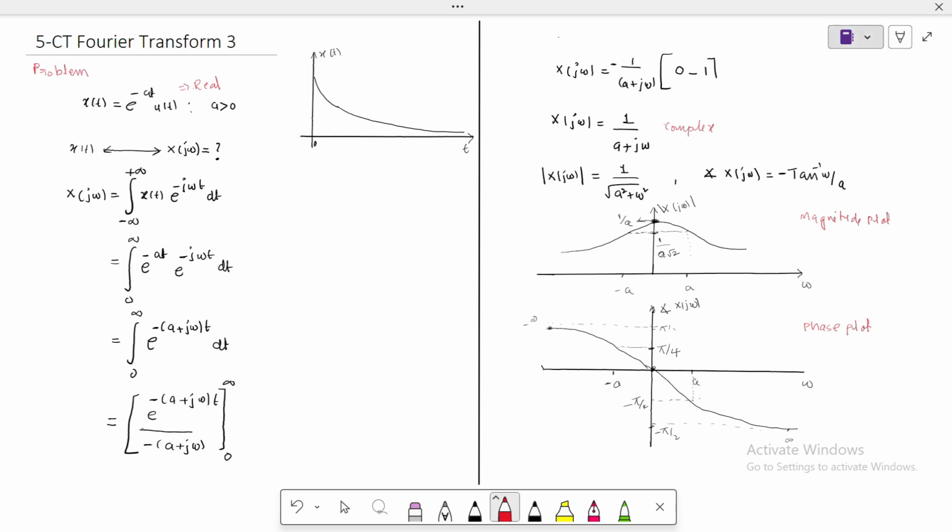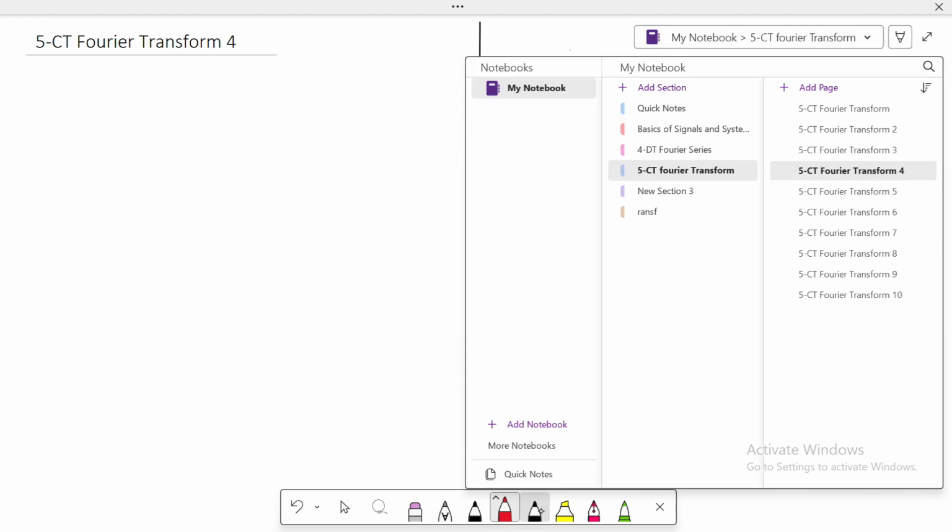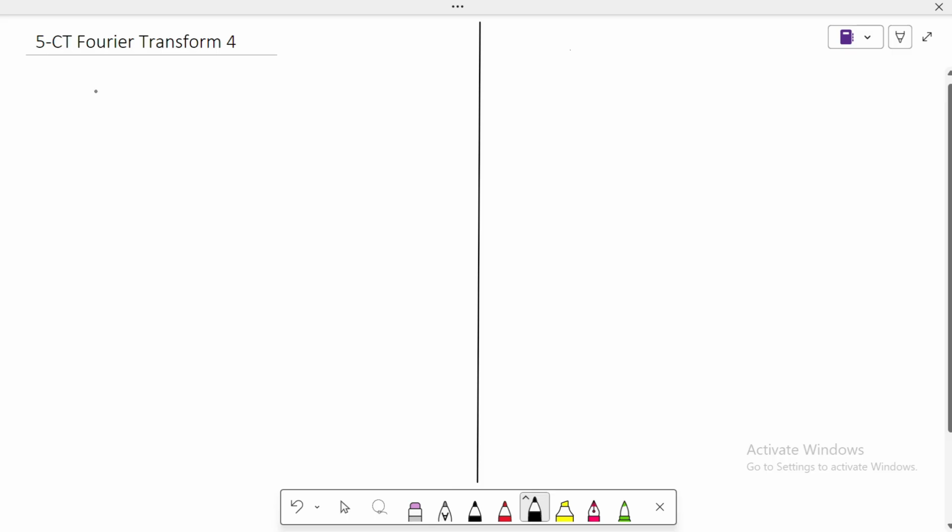We go for another problem, the second one. So second problem.